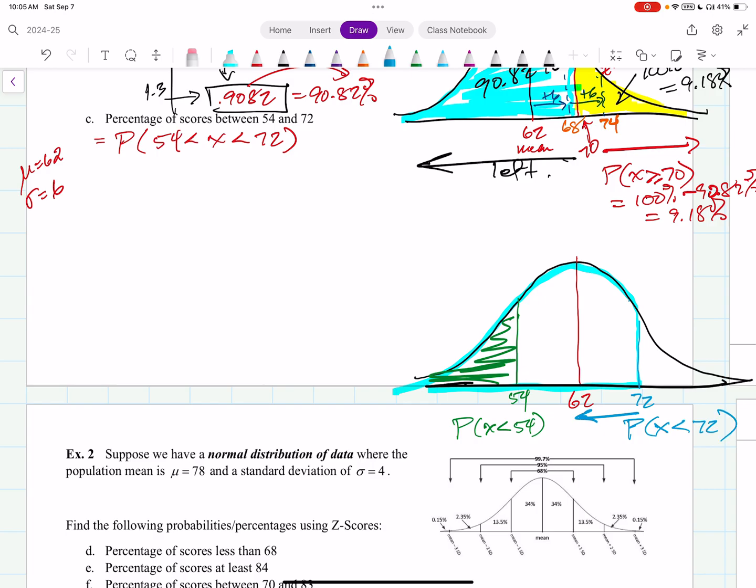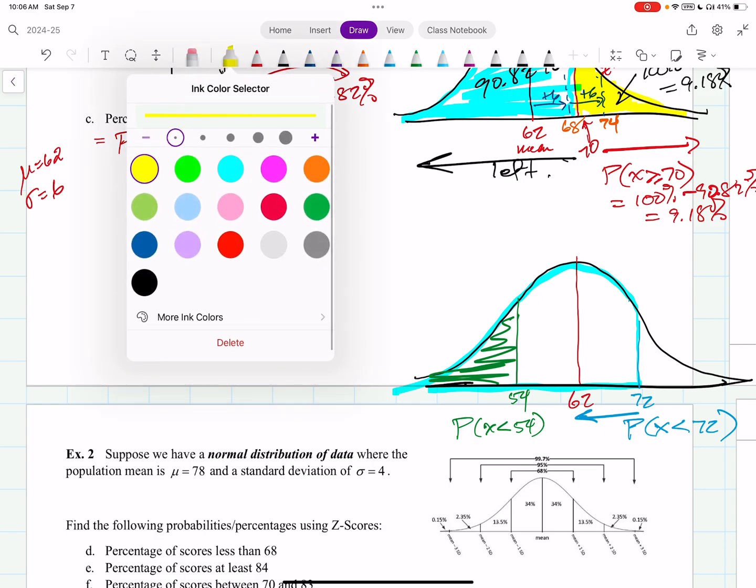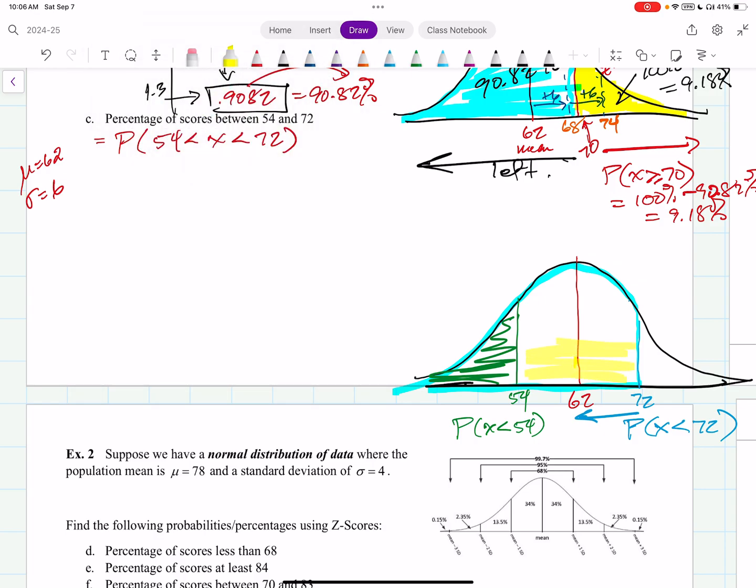We can find both of these. But what we want eventually is to figure out a way to get the percentage of the population that's between these two figures, between 54 and 72. So what we're going to do is use a geometry skill that we learned. We're going to take the big area, which is in blue.